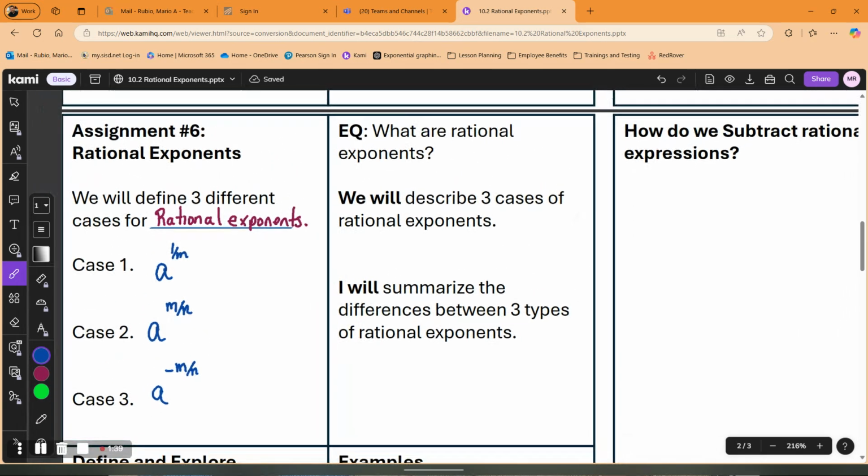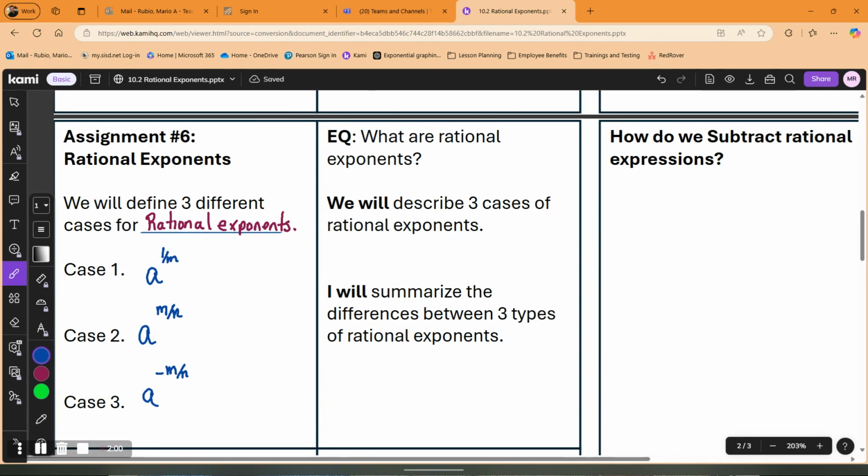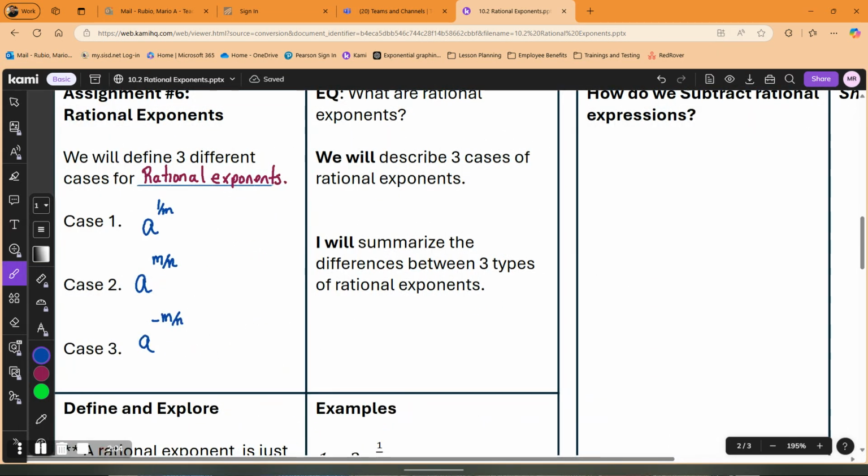Please write this down as well. What are rational exponents? We will describe three cases of rational exponents. Write all this down in your notebook. I will summarize the differences between three types of rational exponents. So what I'm going to do is define these three cases and what they mean, and you guys are going to summarize in your notes and in the practice problems. Please write everything that's typed here on the screen and that I wrote down in your notebook.